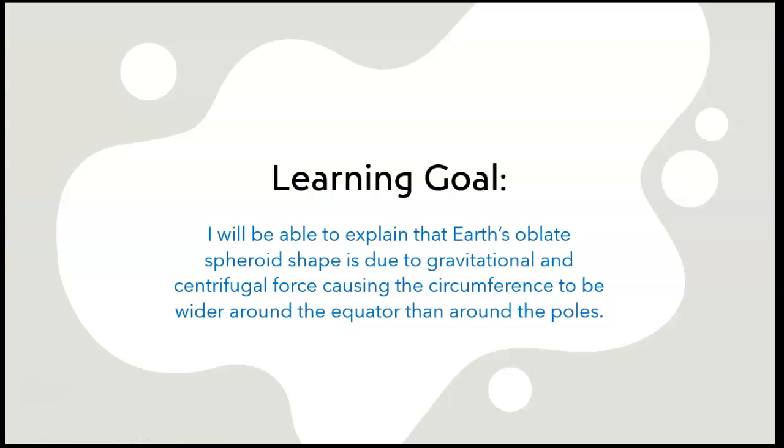Our learning goal: I will be able to explain that Earth's oblate spheroid shape is due to gravitational and centrifugal force, causing the circumference to be wider around the equator than around the poles.